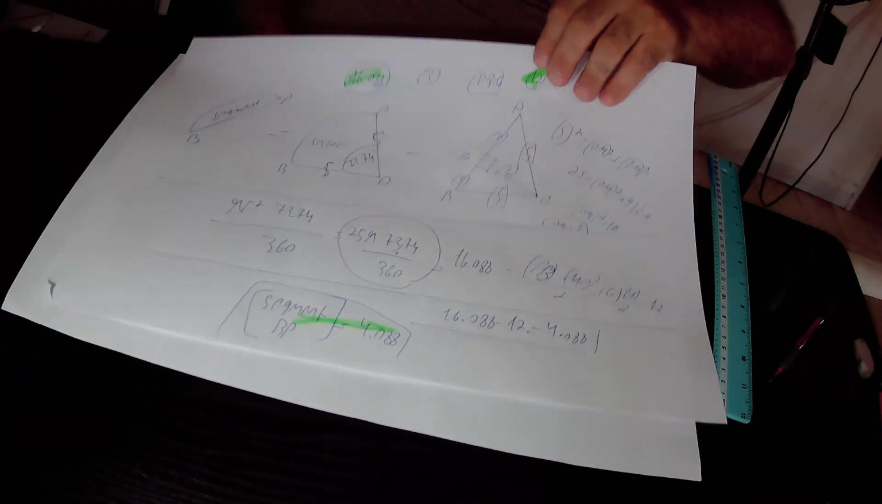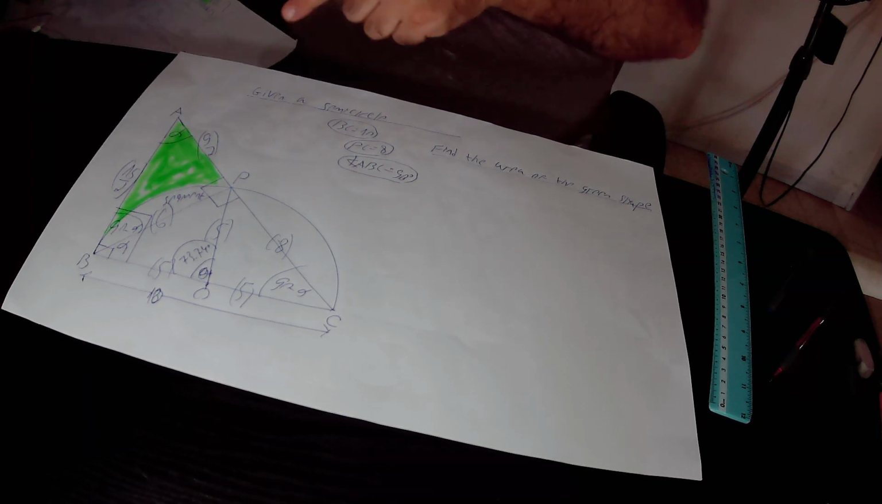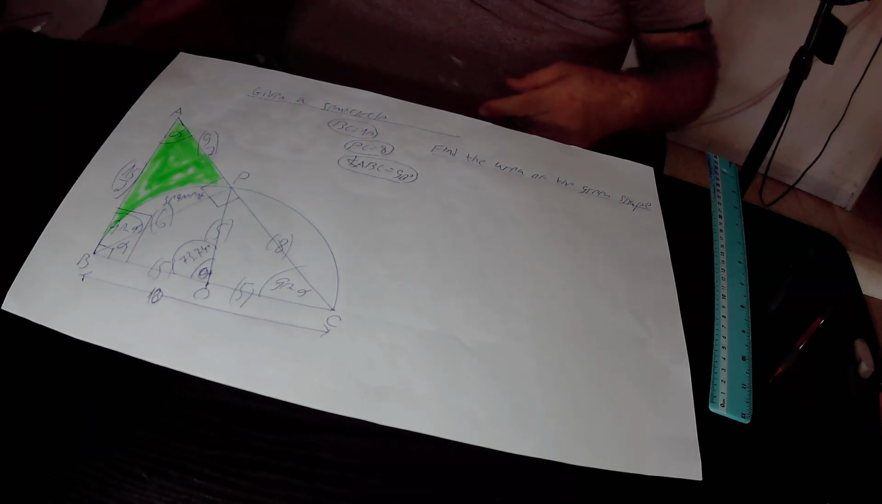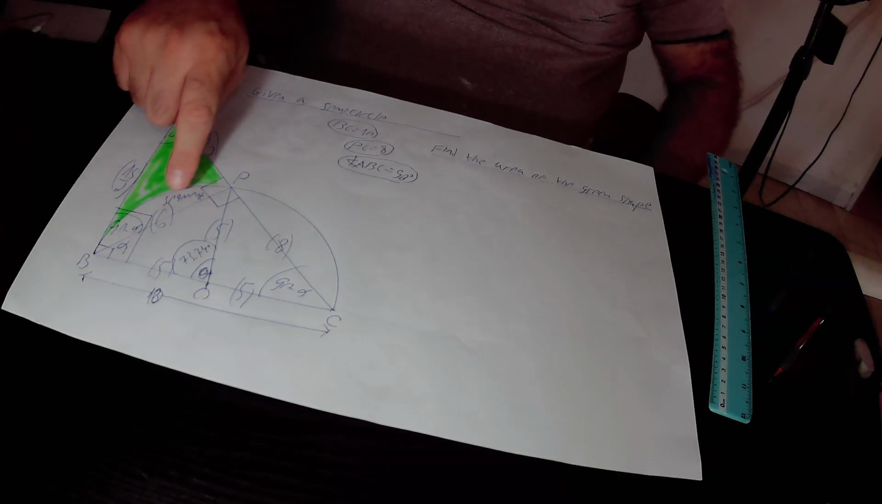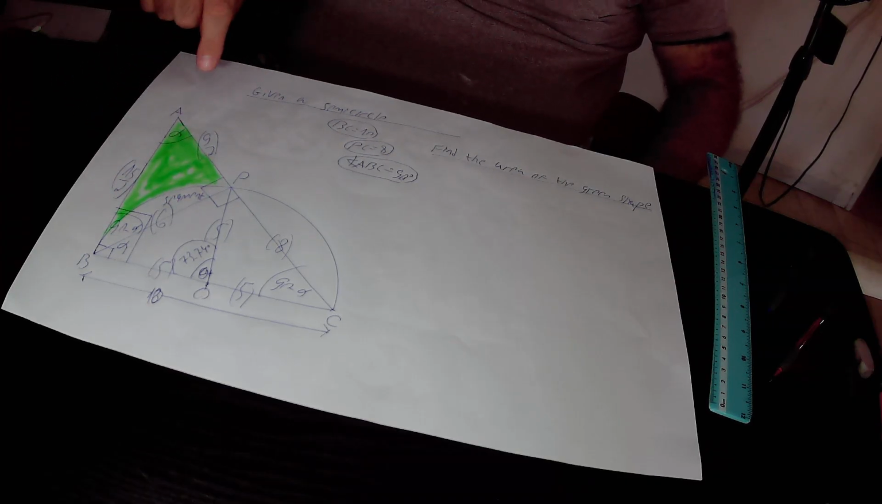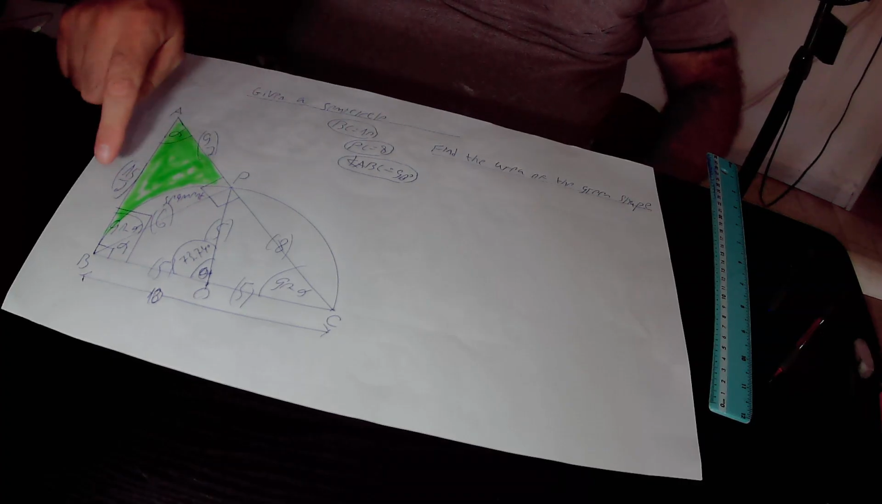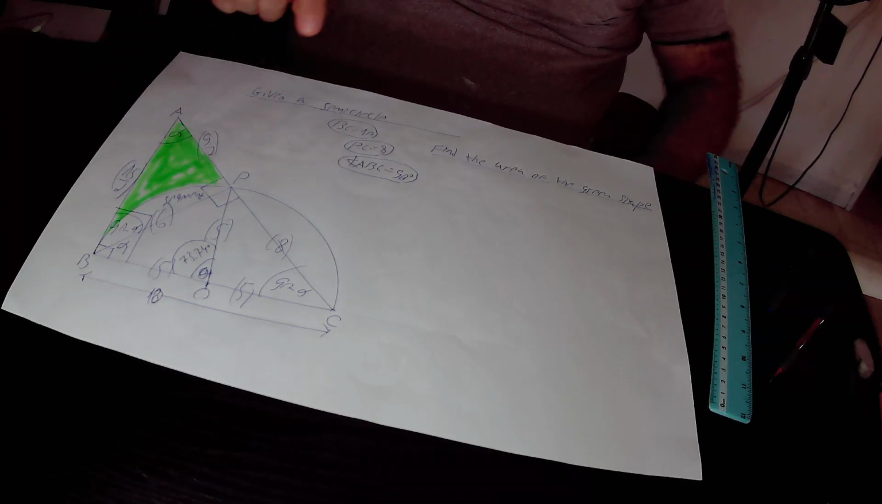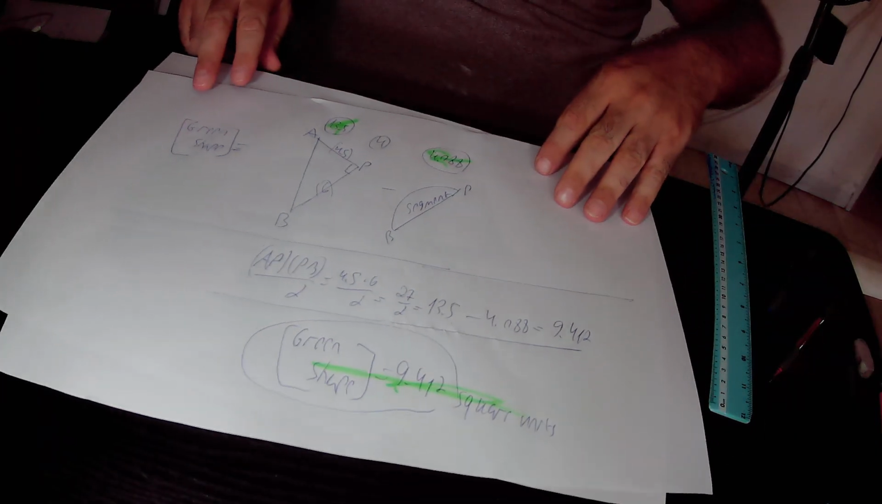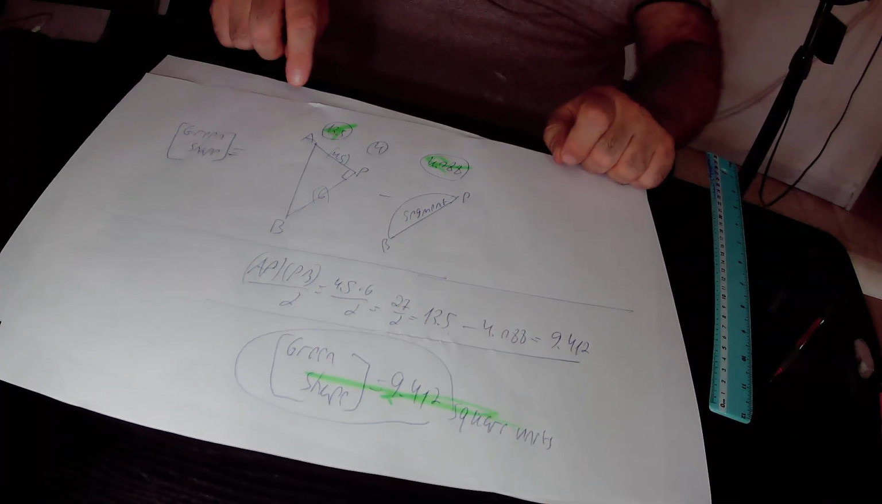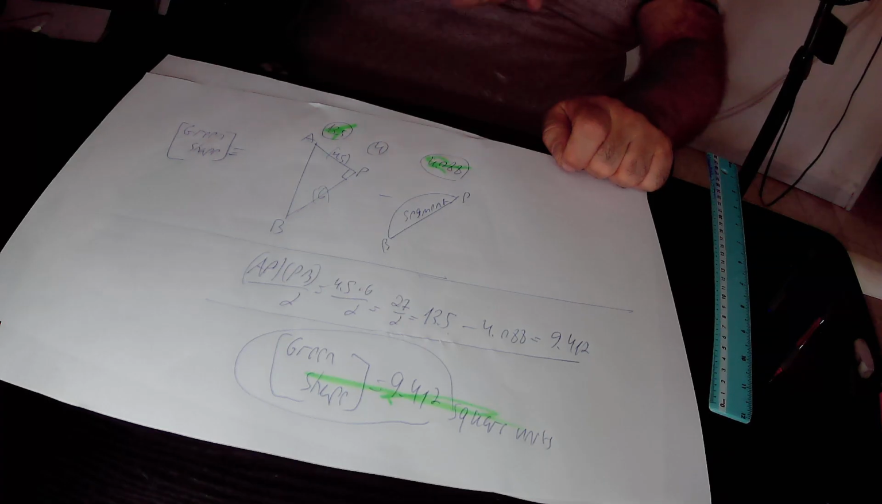Our task is to find the area of this green shape. So what is the area of the green shape? The area of the green shape equals the area of the right triangle APB minus the area of this segment BP. Again, the area of the green shape equals the area of the right triangle APB minus the area of this segment BP.